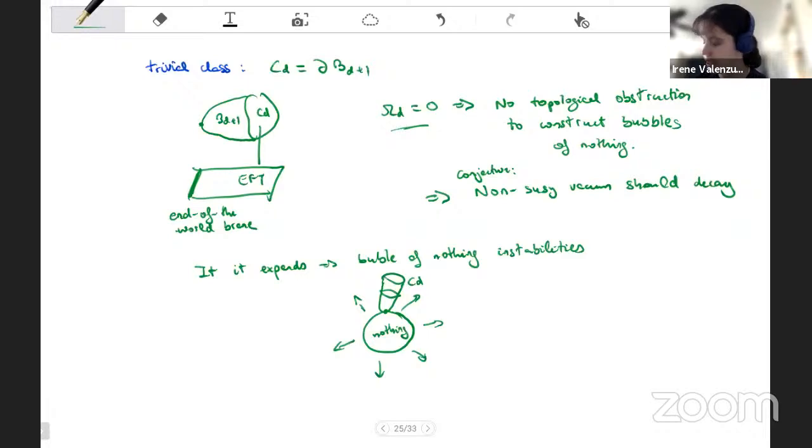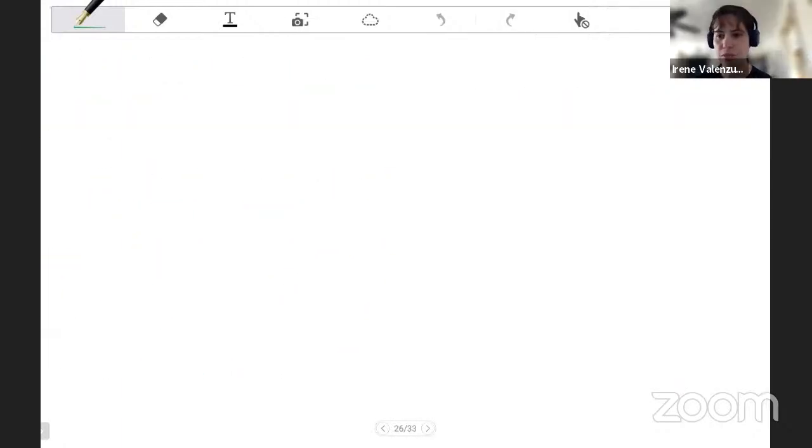Okay, so let's leave this bubble of nothing instabilities that will eat our universe. Let me explain what I'm going to do tomorrow, and then we can move to the discussion, okay?